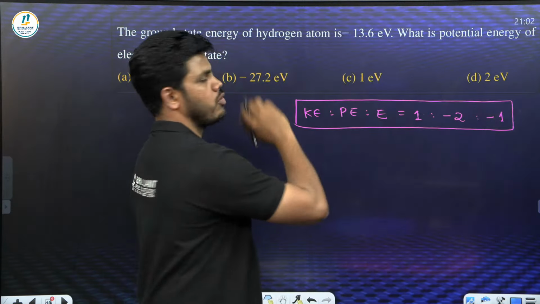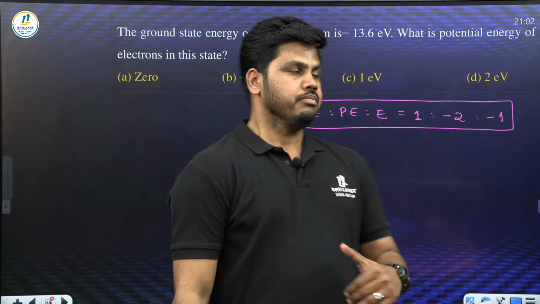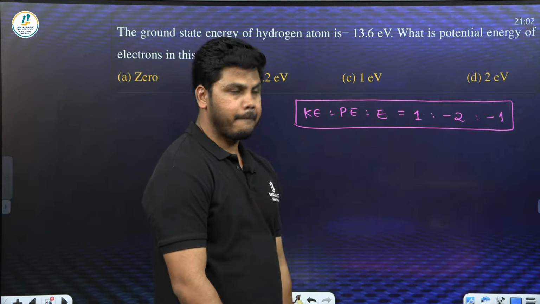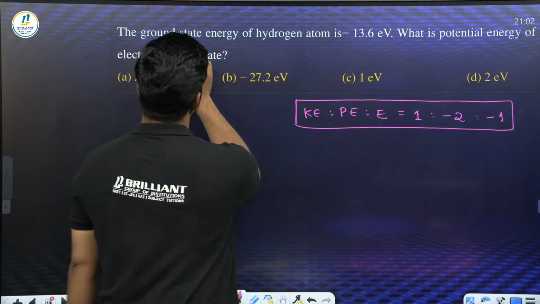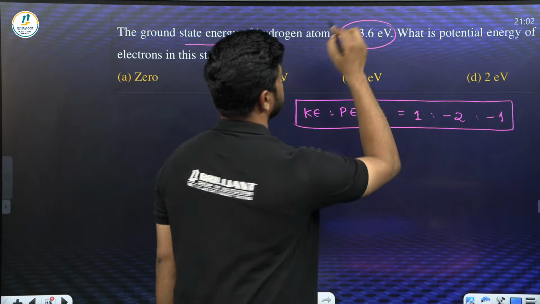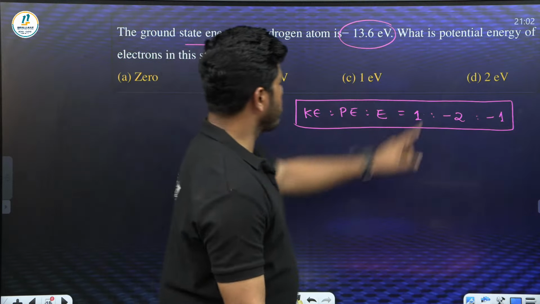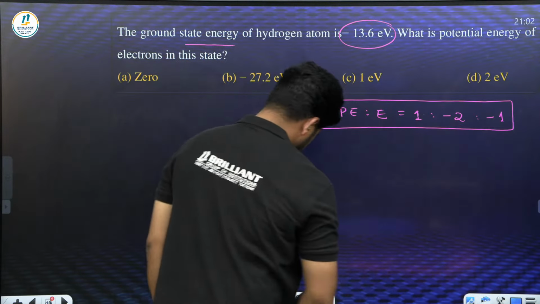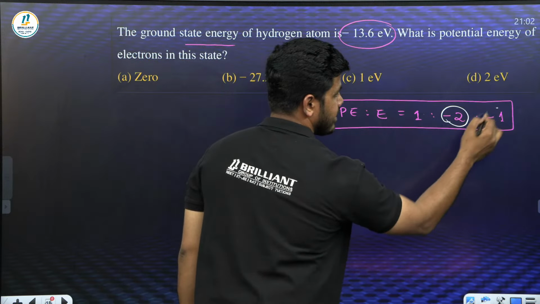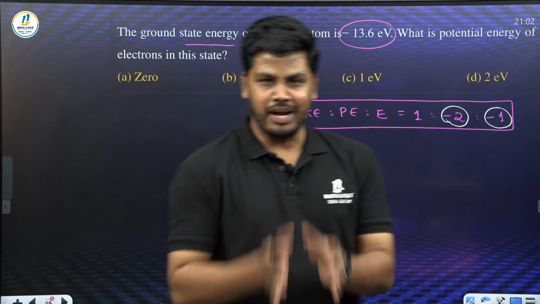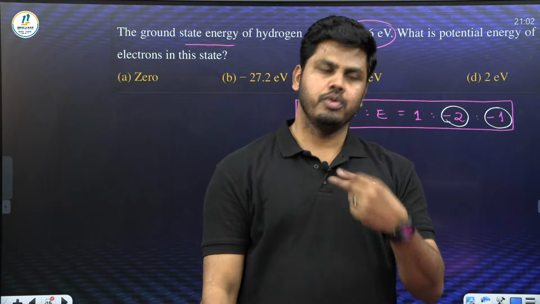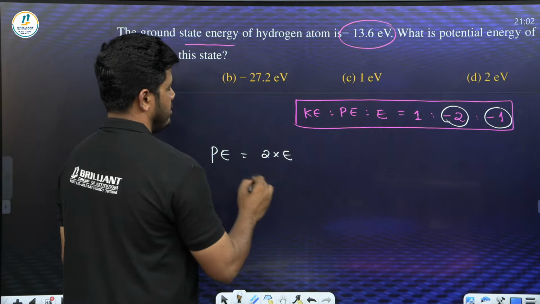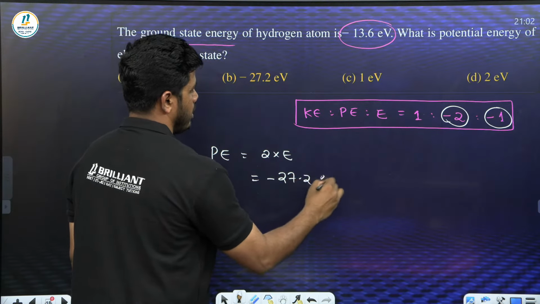Only this ratio is enough to solve these kinds of questions. If you know any one of the energies, potential or kinetic, you can find the other energy using this ratio, right? In this question, you are given the total energy of the hydrogen atom in the ground state, -13.6 electron volt, that we know. So what is the potential energy? Look at the relation. Potential energy should be 2 times that of the total energy, which is -1. How can you make it -2? Just multiply by 2. So the potential energy is going to be 2 times the total energy. It is going to be -27.2 electron volt.